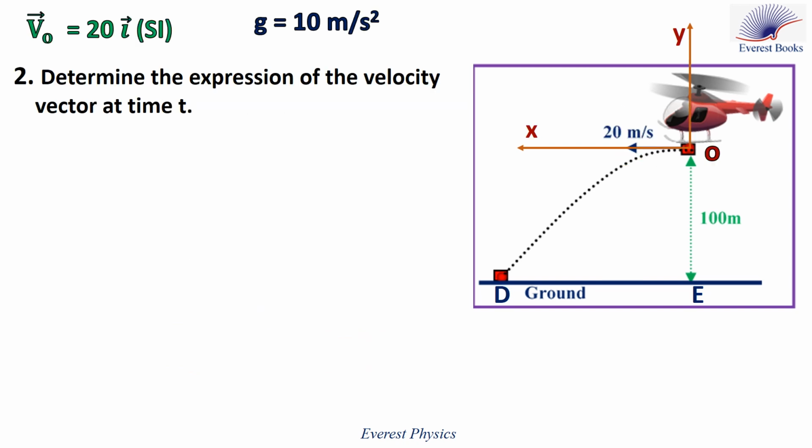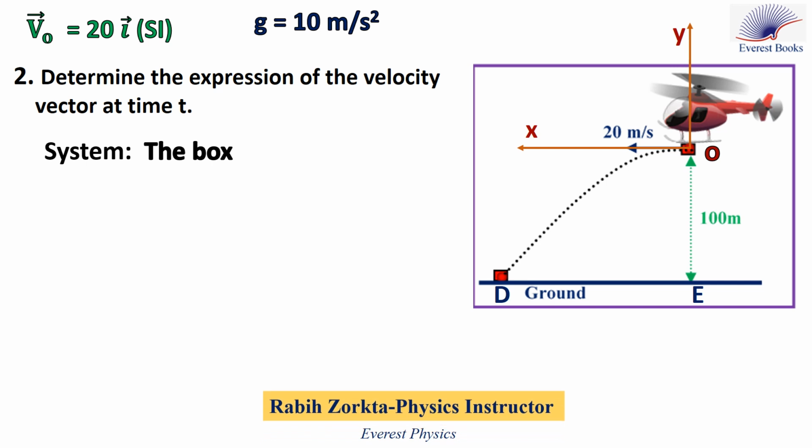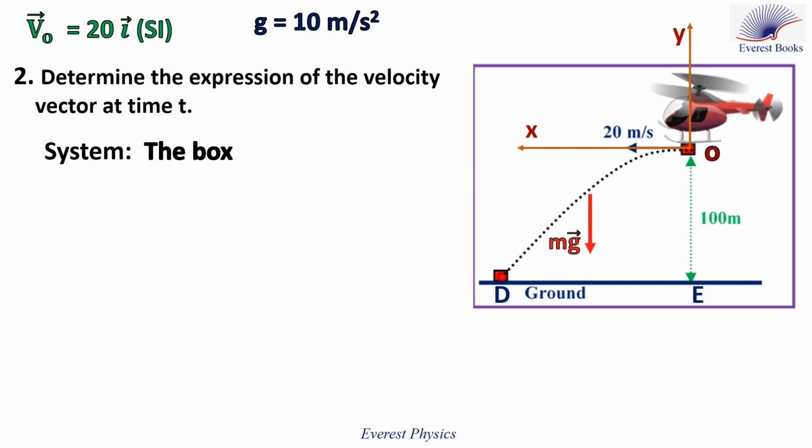Number 2. Determine the expression of the velocity vector at time t. To determine the velocity vector, we have to apply Newton's second law in order to determine the acceleration, and then we can determine the expression of the velocity vector. The system is the box. The only force acting on the box is its weight, since we neglect air resistance. Then applying Newton's second law, the net force equals the mass times the acceleration of the box.